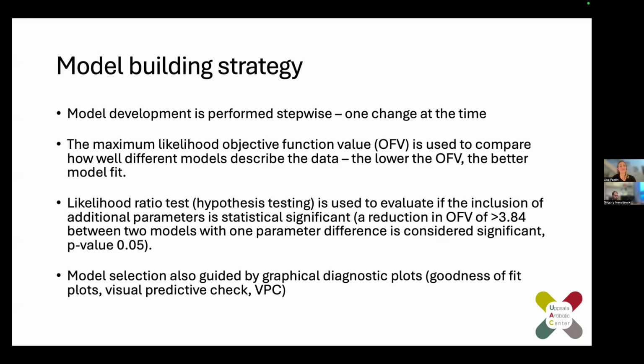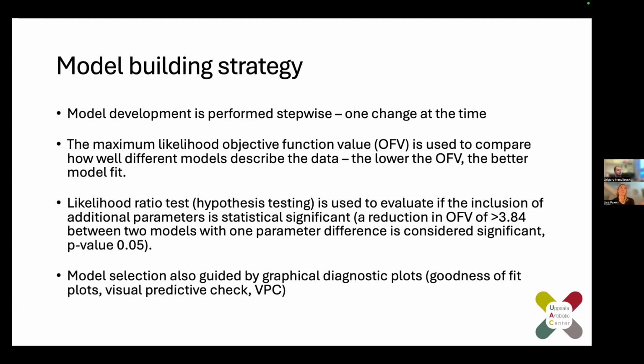So yeah, how to perform this model building. The model development is performed in a stepwise manner with one change at a time. And for each step, the maximum likelihood objective function value, the OFV, is calculated. Here we calculate the likelihood that the data comes from the model. So the lower the OFV, the better the model fit.